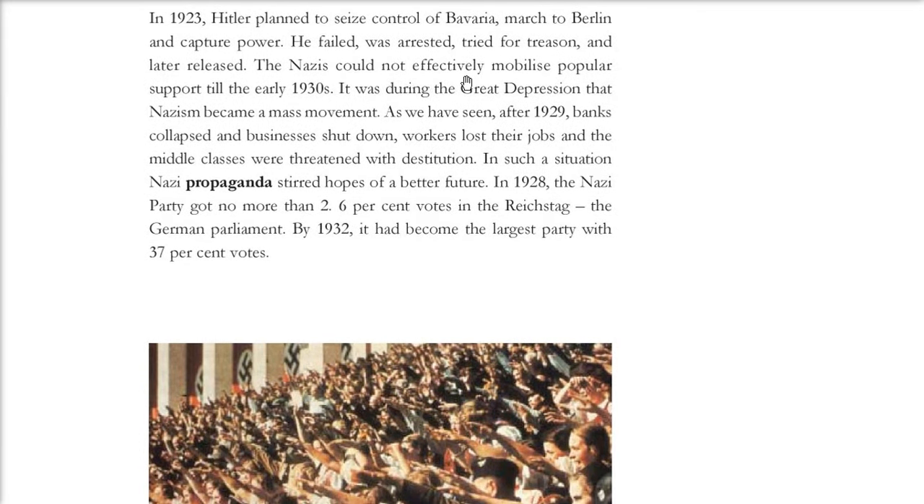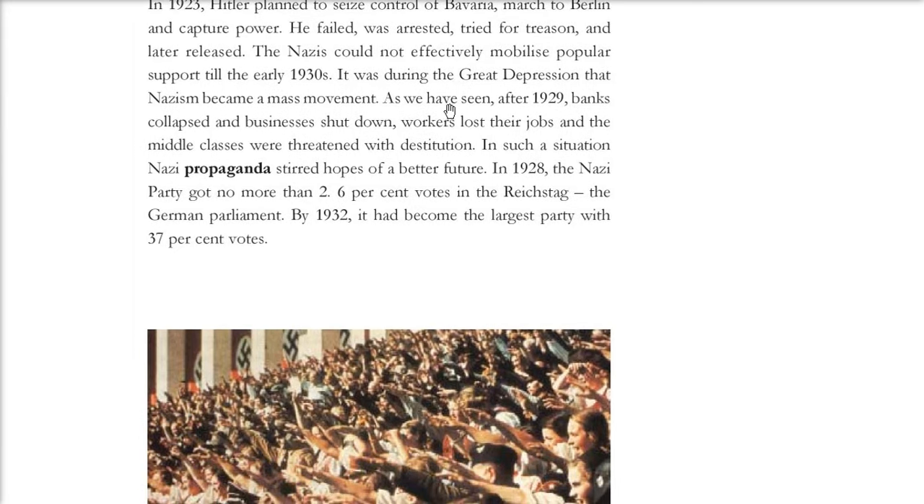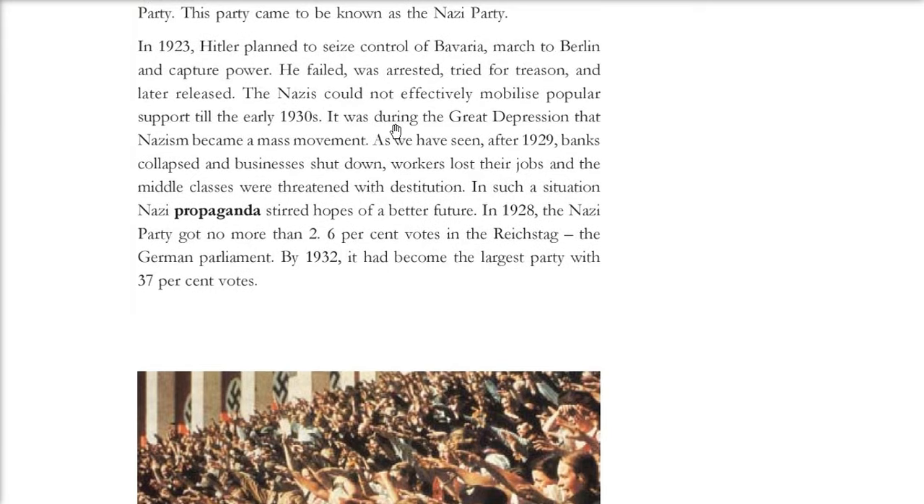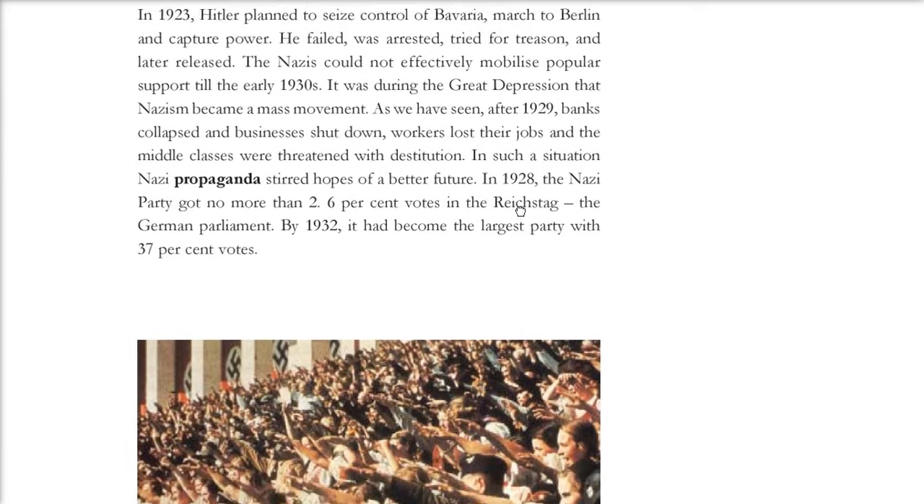The Nazis could not effectively mobilize popular support. If you see, there was a great depression that Nazis became a mass movement. But things, as we saw, the conditions were not very good. So Nazi propaganda stirred hopes in the people of Germany for a better future, because things were not going well. Weimar was not doing well.